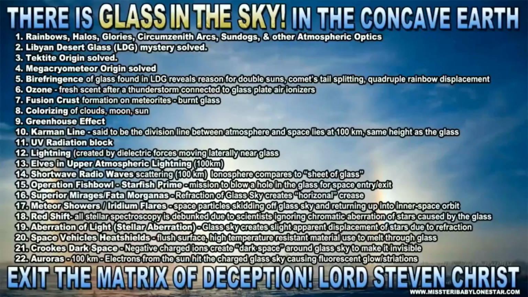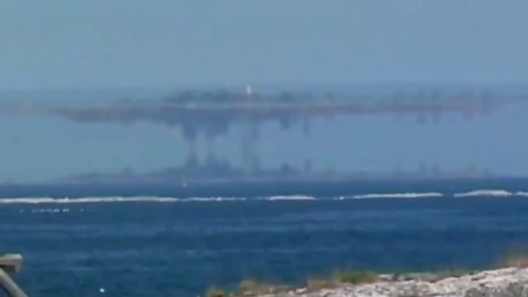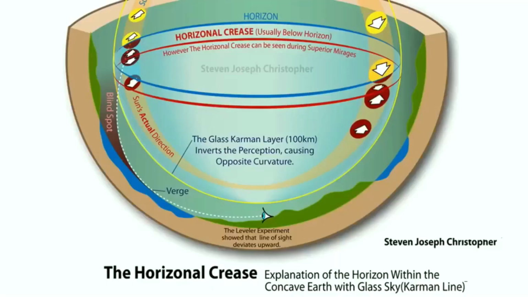Number 16. Superior mirages, fata morganas. You know that sometimes at the horizon you'll see this horizontal crease at the edge, and it looks like the sun is going down and going up. It has like a double image to it. Well, that's because the glass actually, due to refraction, creates a horizontal crease, and sometimes it's visible at higher latitudes.